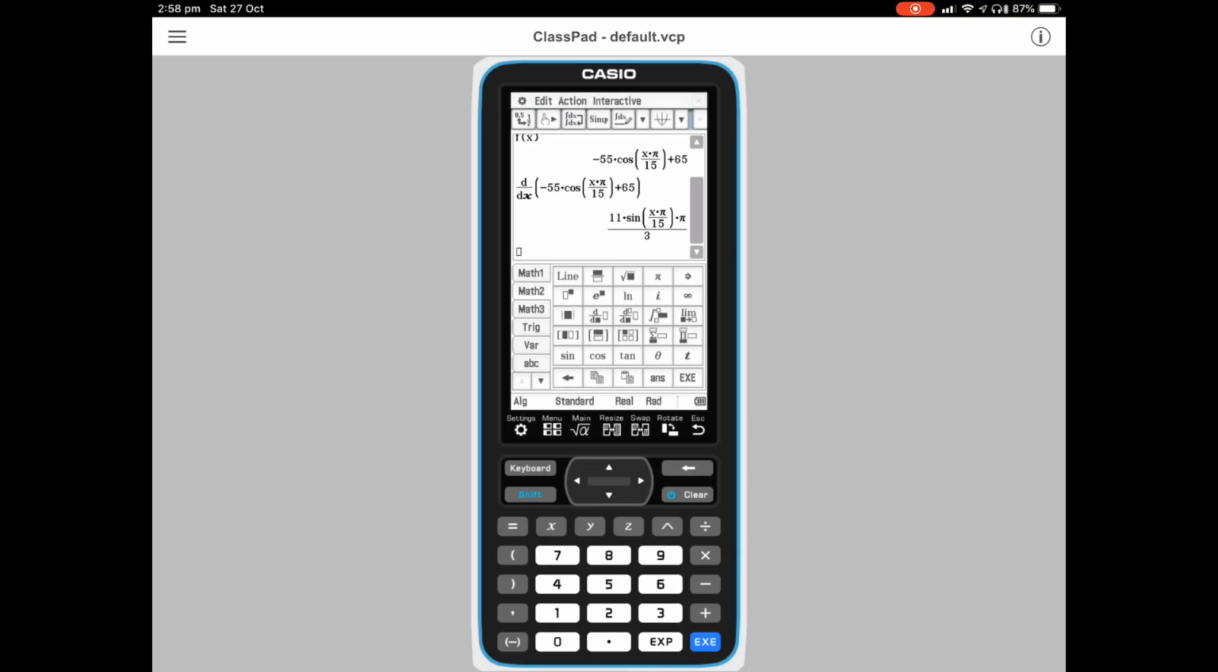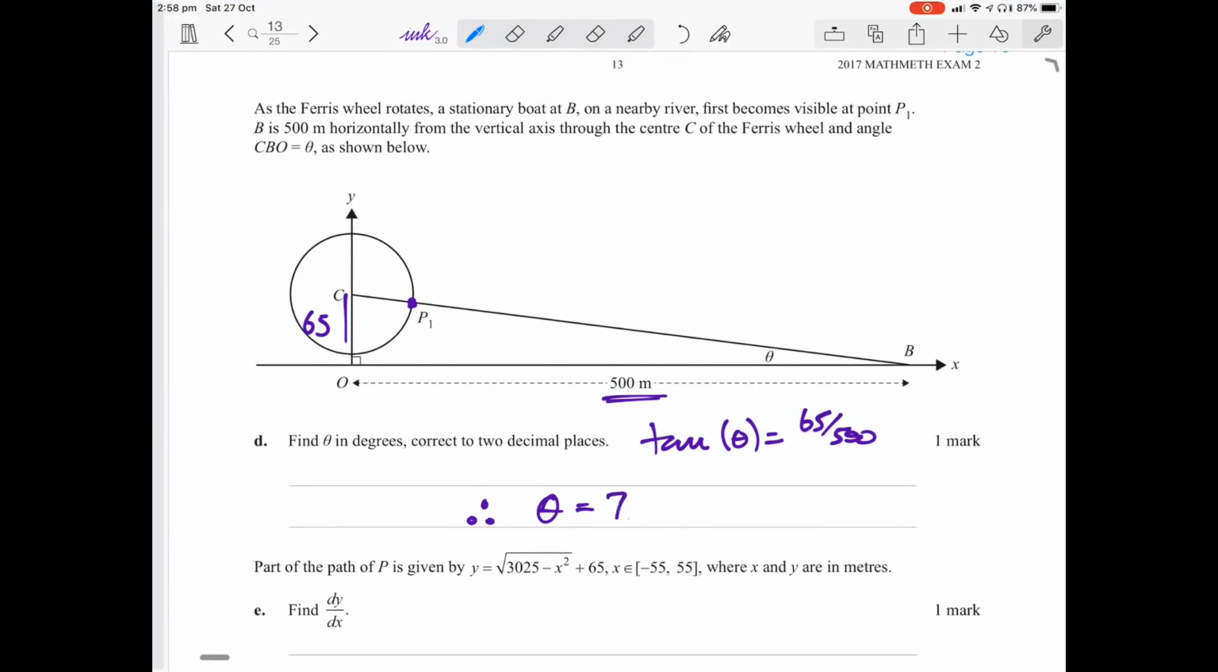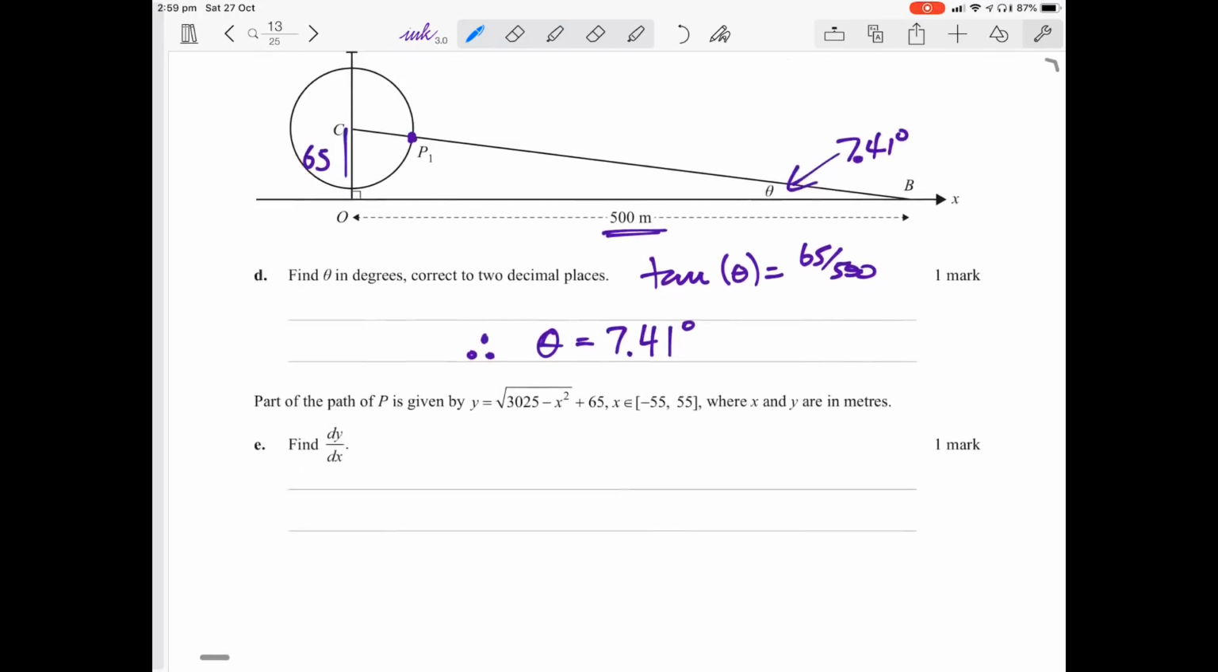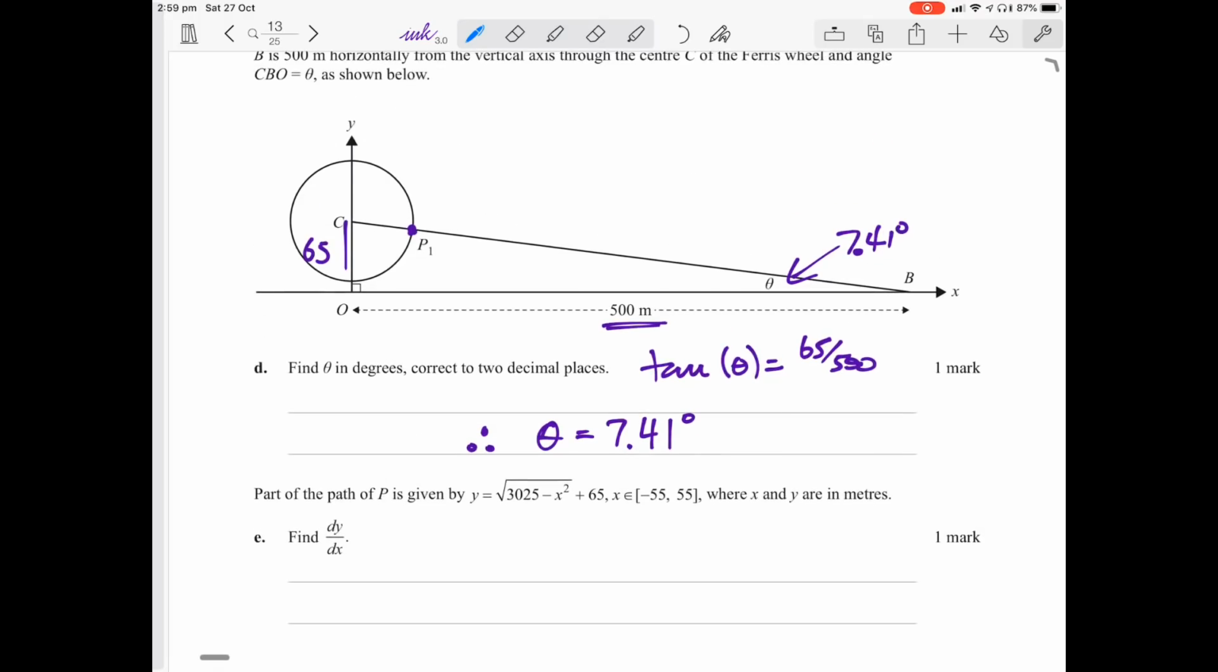Tan inverse of 65 divided by 500. What do I want? Degrees. Oh, you stupid thing. 7.41 degrees. Okay, the path of P is given by that. So that's this circle around here. Oh, it's actually the whole thing.